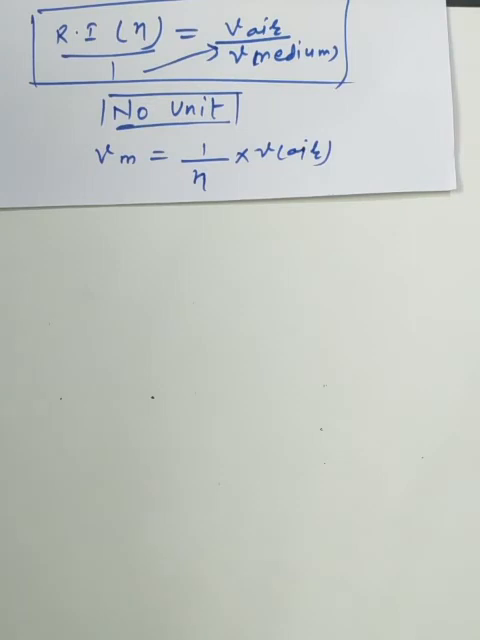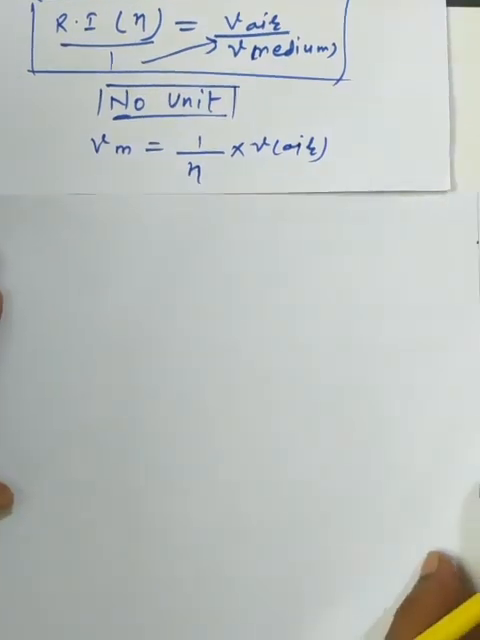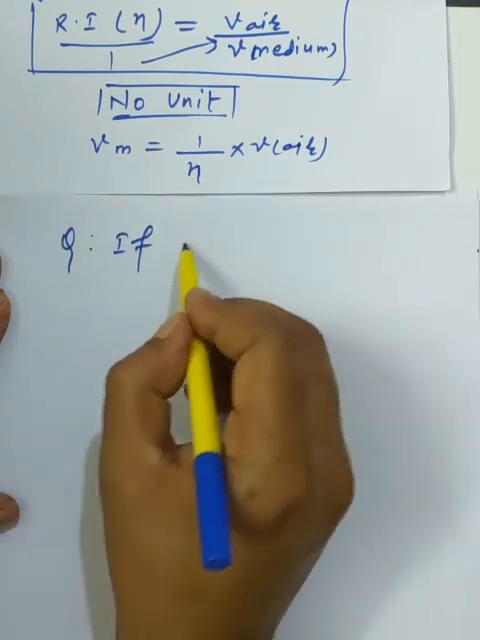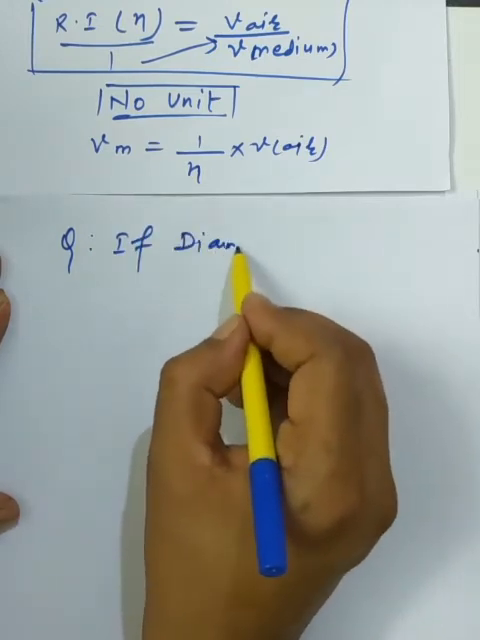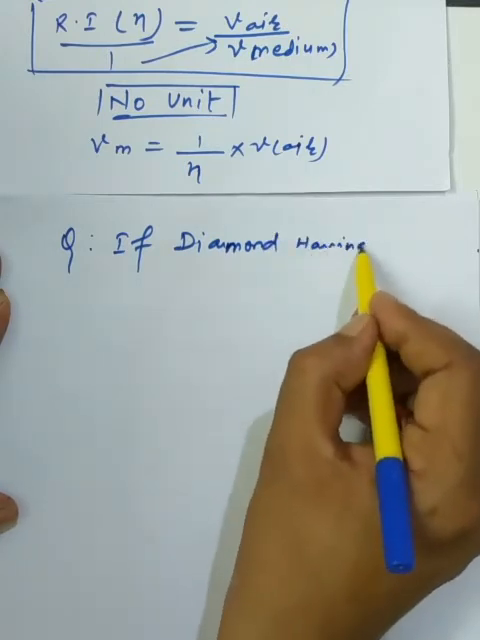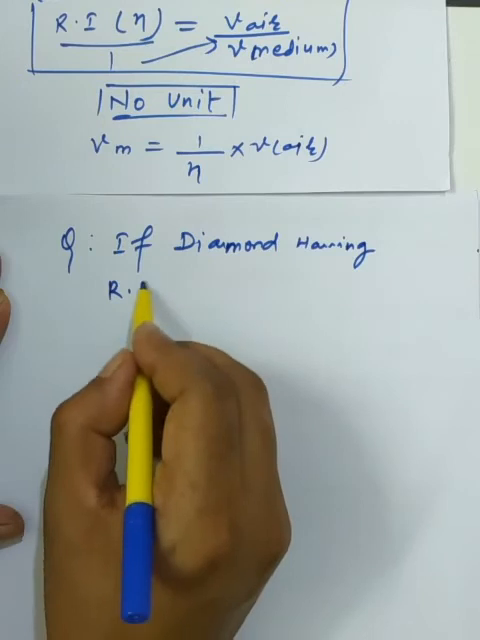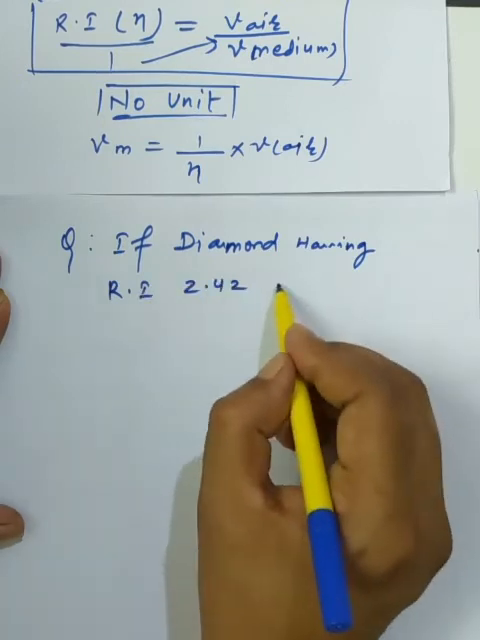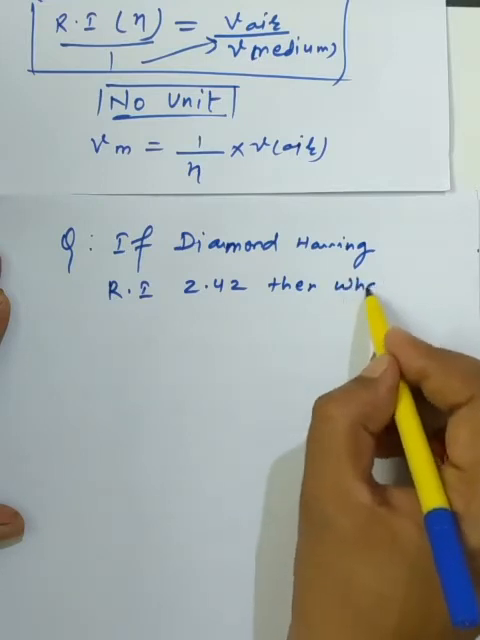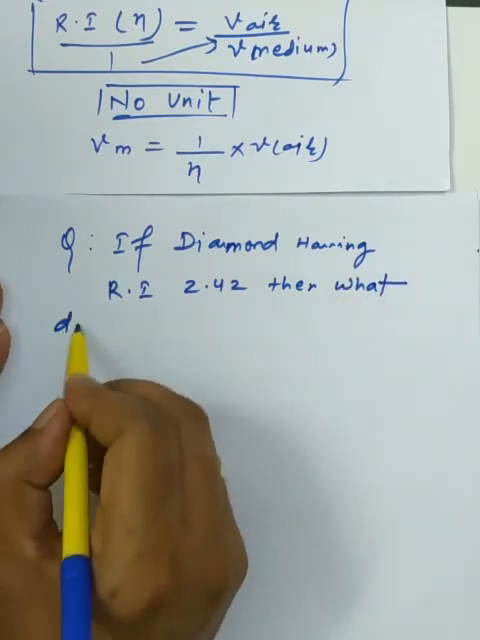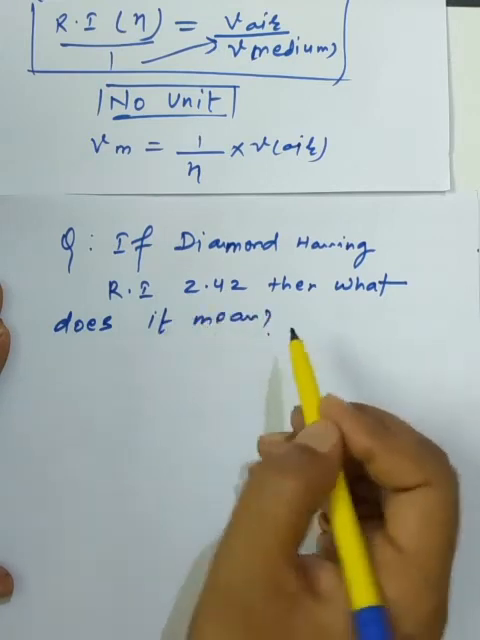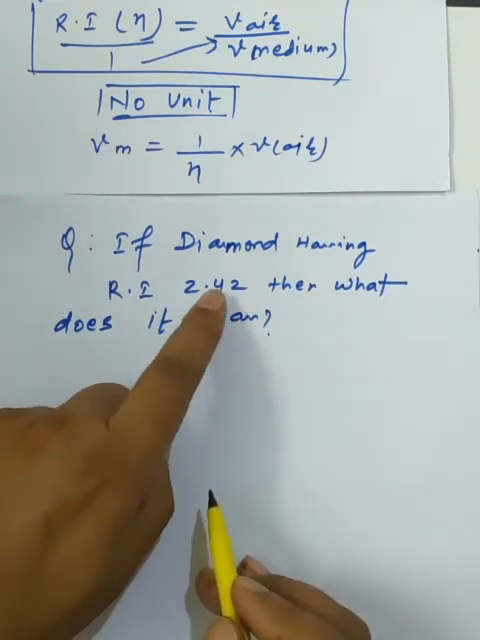Now one of the questions given inside our book is that if diamond has a refractive index of 2.42, then what does it mean? It simply means that in reference to the refractive index, it will affect the velocity of the light.